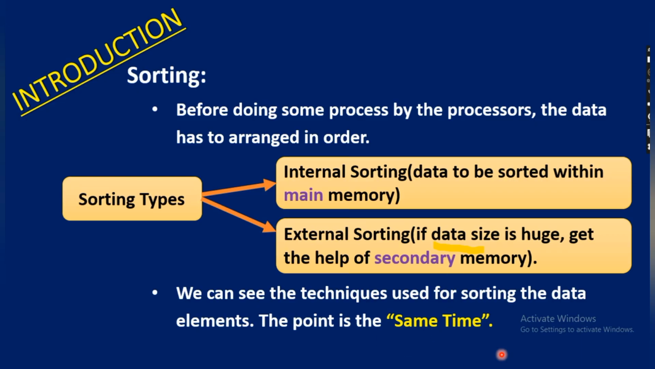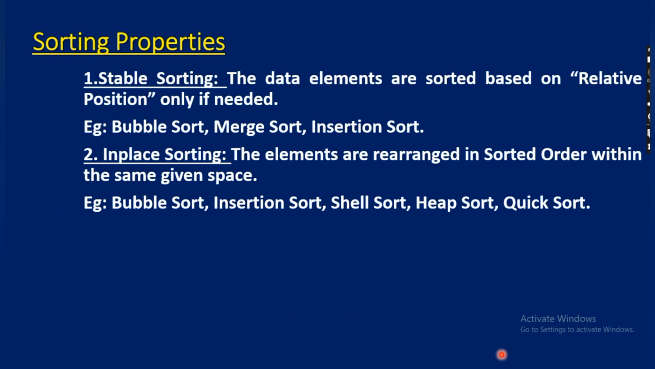We are going to discuss the different types of internal sorting and external sorting that are available, friends. We have two properties of sorting: one is stable sorting, and the other is in-place sorting, right? Stable sorting is nothing but sorting the data elements based on their relative position. Relative position means the data that is present in a nearby area. For example, 10-20 to the nearest location, or 30-10 present in the nearest location. So we make a comparison between the nearby elements and do sorting, right?